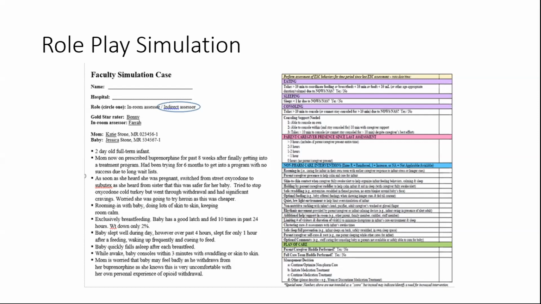At this point in time, she's rooming in with the baby. She's doing lots of skin to skin. She's keeping him calm. She's been exclusively breastfeeding. She has a good latch. She fed him 10 times in the last 24 hours, and weight's only down 2% in 2 days. The baby slept well during the day. However, in the past 4 hours, she only slept 1 hour after a feed, and she's waking up frequently and cueing to feed. The baby falls asleep after each breastfeeding. While awake, she consoles within 3 minutes after swaddling or skin to skin. Mom's worried that the baby may feel badly, as she withdraws from her medication, her buprenorphine. And she knows this is very uncomfortable because of her experience.